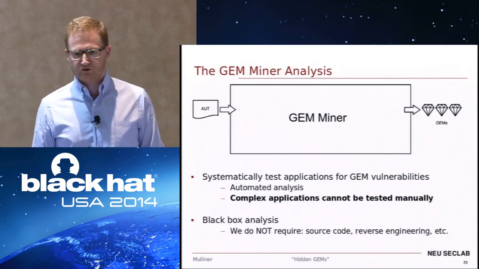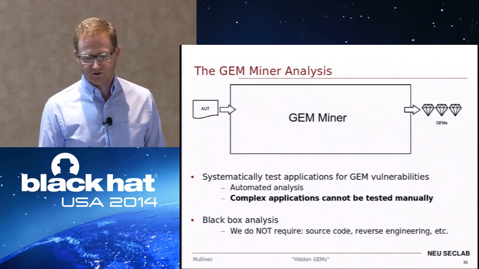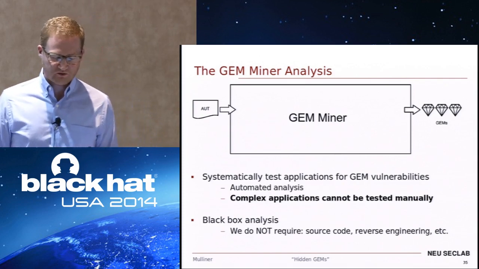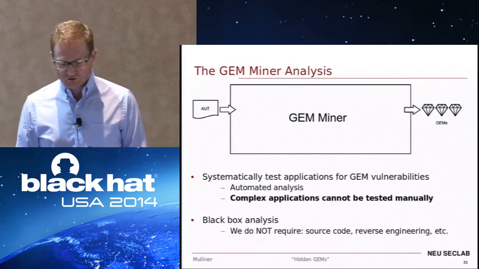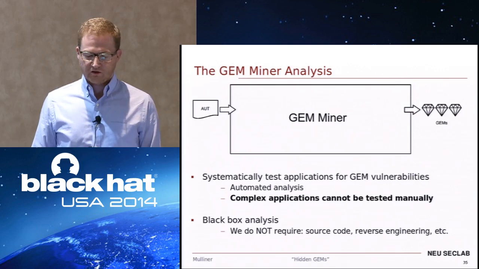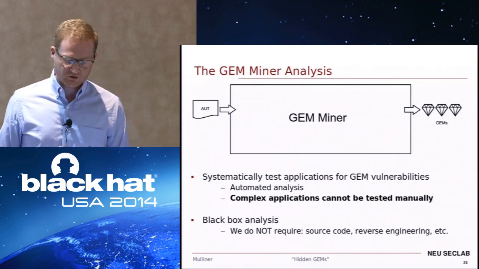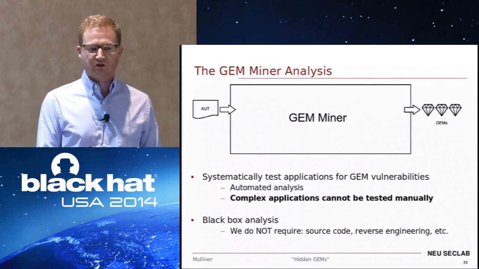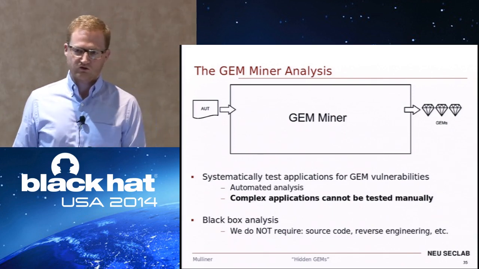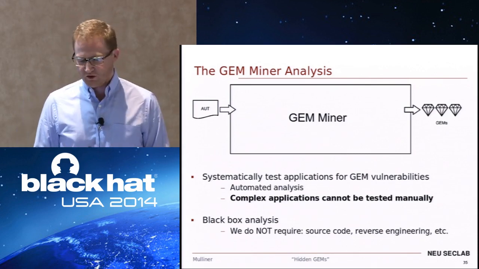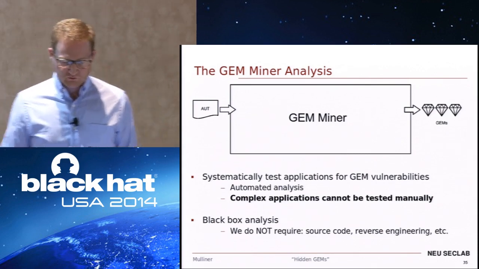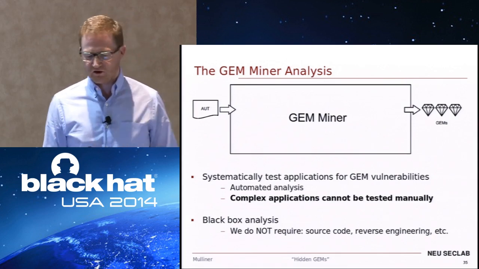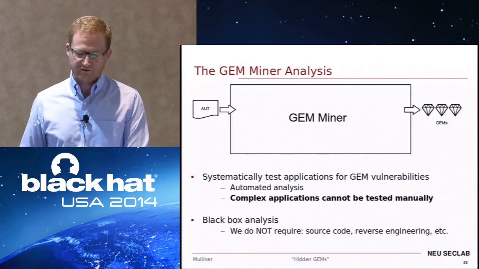Also, you would rather drink coffee and then come back and look at results. And the whole idea is to do this analysis in a black box fashion, because then we don't need access to source code. We don't need to reverse engineer stuff. It just makes things easier. Also, then we don't need to care about whether this is a managed .NET application or a native application. So our system, which we call GemMiner, basically you put your application under test in on the left side, and on the right side you get out your gems.